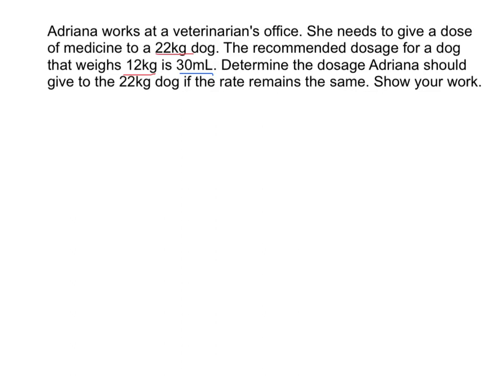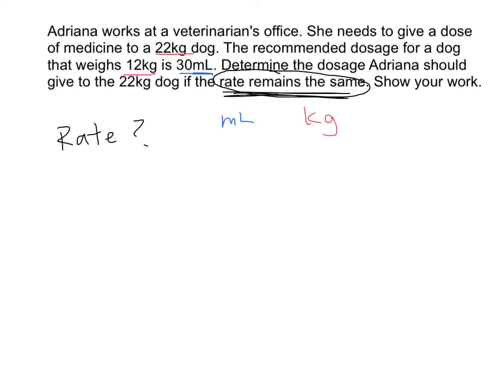The question tells us that the rate remains the same. This is important information. Can you figure out what the rate is? Well, first, let's think about what the two quantities being compared are. We're looking at milliliters and kilograms. And we know that if we have a 12-kilogram dog, we need to give that dog 30 milliliters of medicine. Can you use this information to find out how many milliliters you need for a 1-kilogram dog?